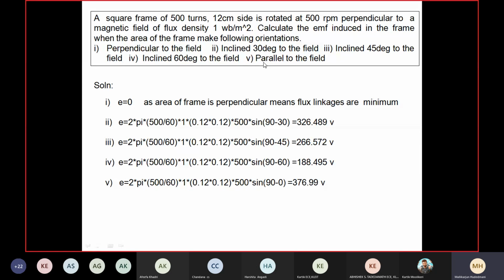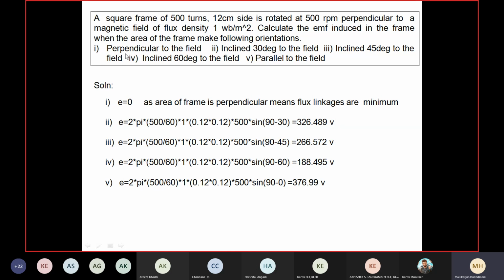The last case you can see, parallel to the field. Parallel to the field means the area of the square frame is in the plane of the flux, so at that time it is 0 degree with respect to the lines of force. That stands as 90 minus 0, which is sine 90, the highest value possible. In between these two boundaries, you will find the magnitude of induced EMF varying sinusoidally with the angle.